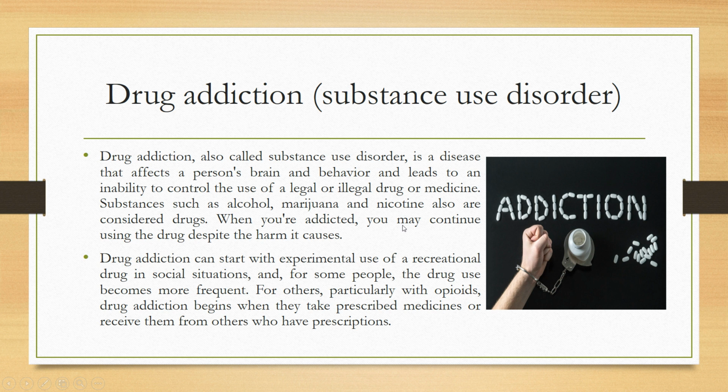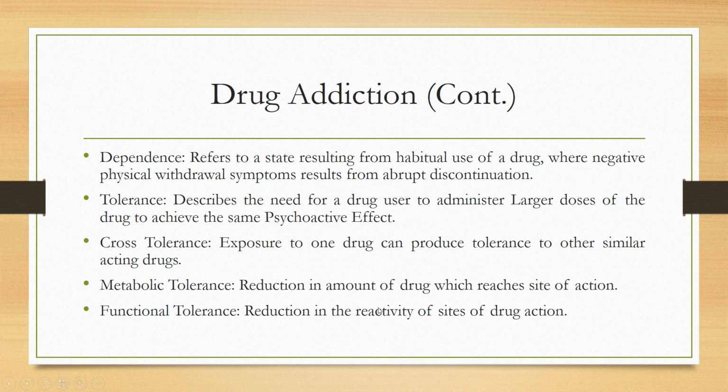When you are addicted, you may continue using the drug despite the harm it causes. And drug addiction can start with, you can say, experimental use of a recreational drug. So nowadays the social situations are like that, people use a recreational drug to try it, and after using it continuously for a few days or a few times they get addicted to the drug. For others, particularly with opioids, drug addiction begins when they take prescribed medicines or receive them from others who have prescriptions.